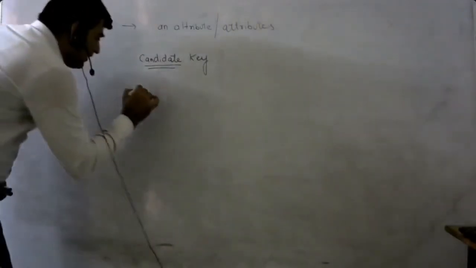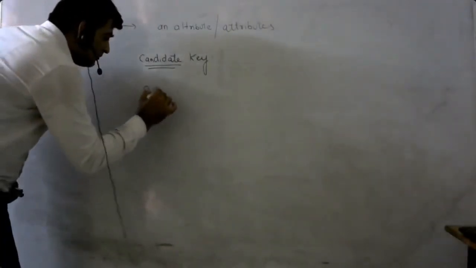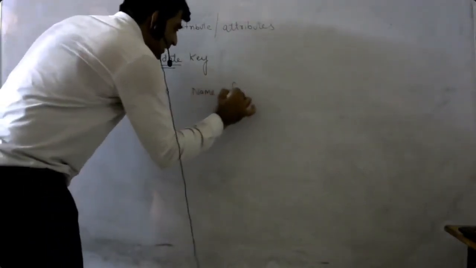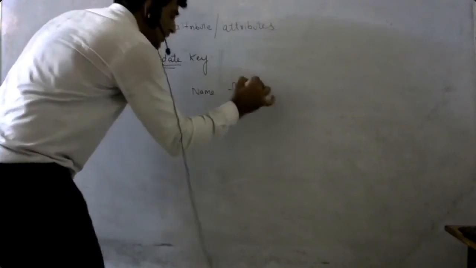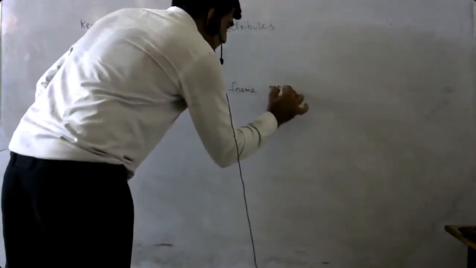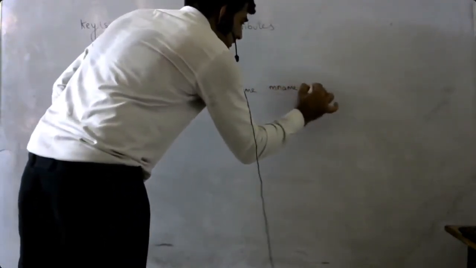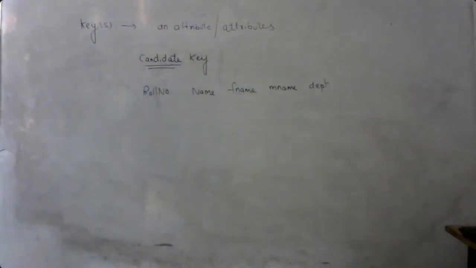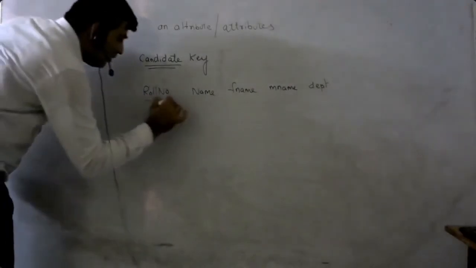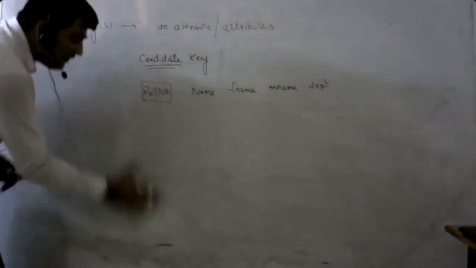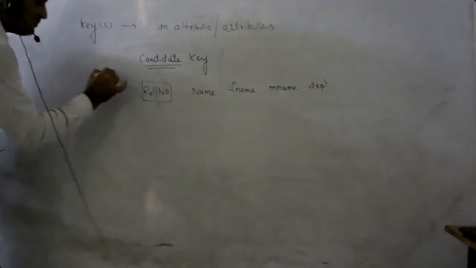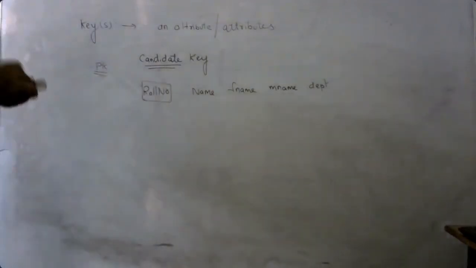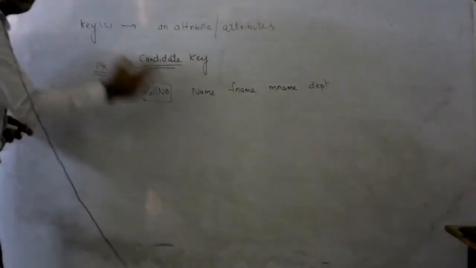Suppose I'm having a table, relation: roll number, name, F name, M name, that's it, and DPT. Now listen carefully. Here, only roll number can uniquely identify tuples. Yes or no? That means roll number is the primary key, because this particular attribute can uniquely identify the tuples.